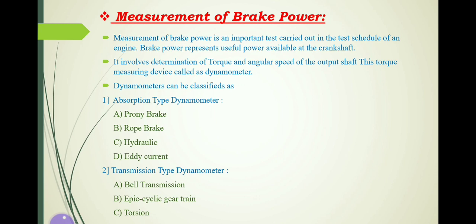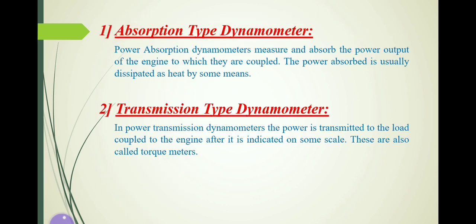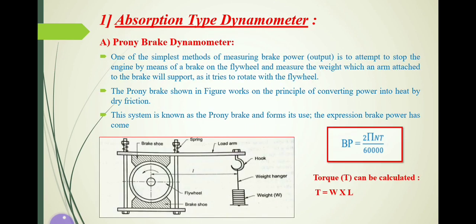Then we discussed the two main types of dynamometer, absorption type and transmission type. We also saw the sub-classification of the absorption type and transmission type dynamometers, and the difference between them. Then we started with the first absorption type dynamometer, the Prony brake dynamometer.